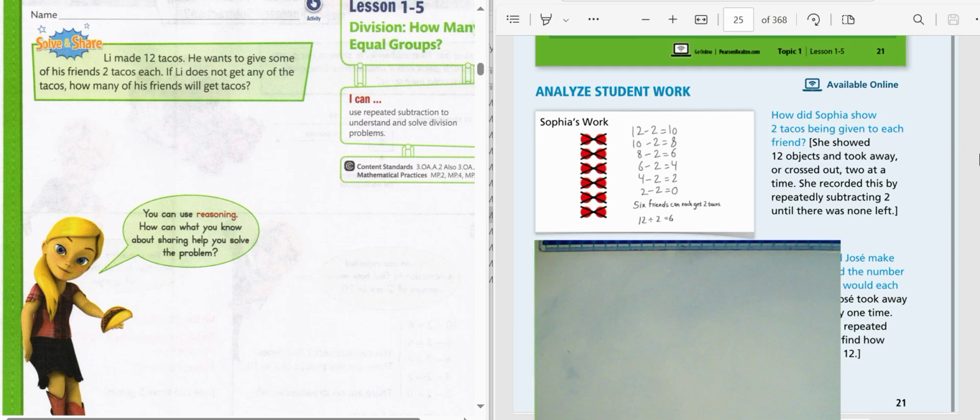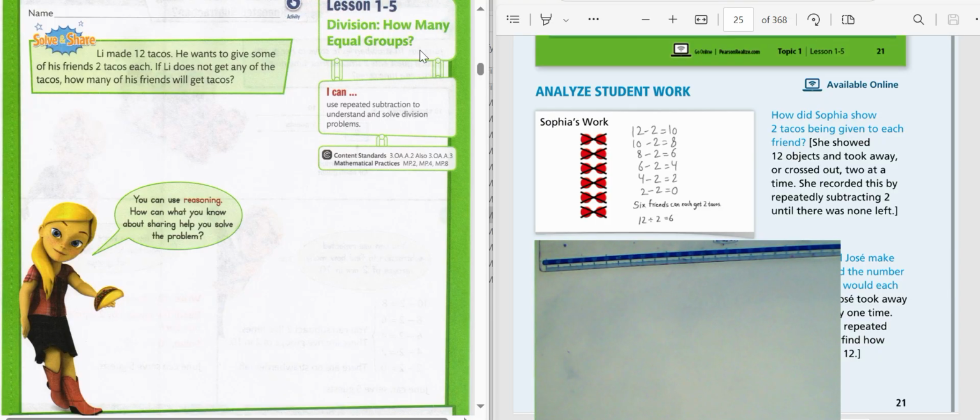Today we'll explain from the Envision Math book. This one is number 5, division, and divide a number into equal groups. Division and how many equal groups. Look with me at this question.